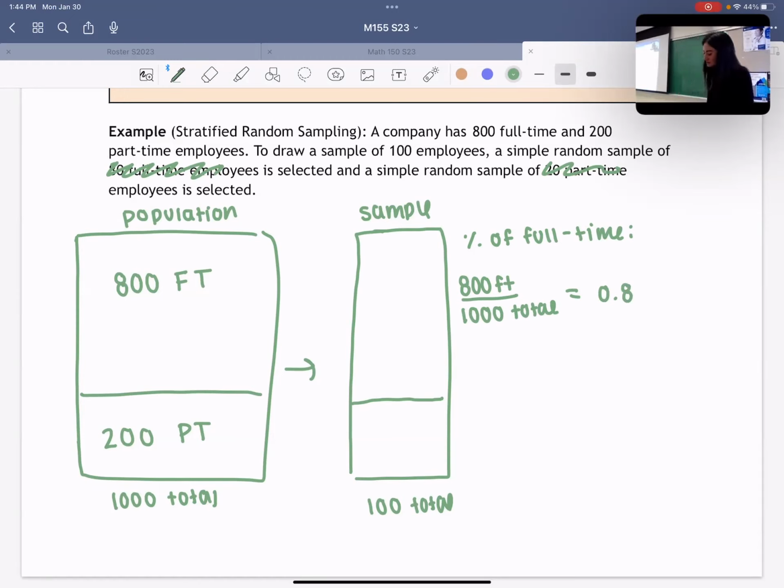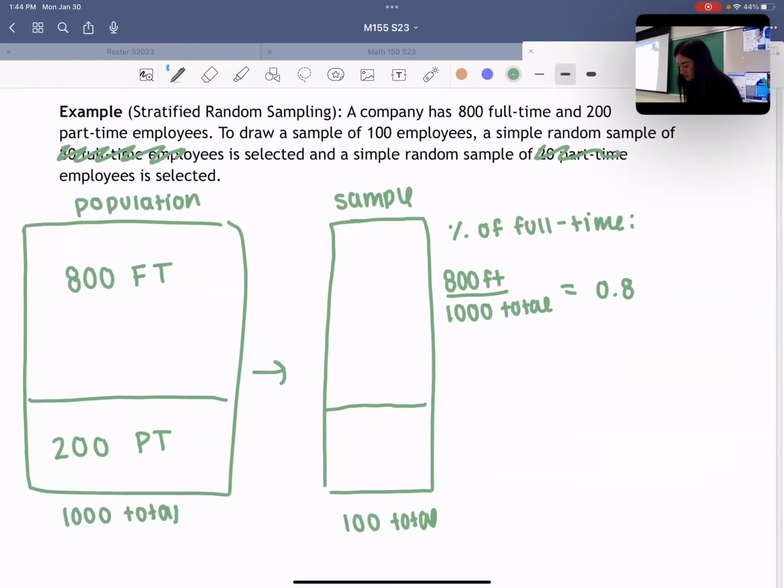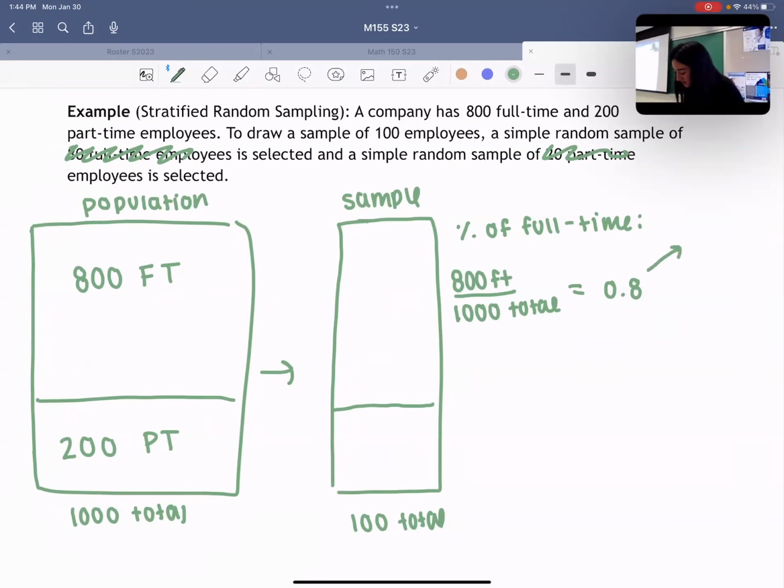Okay, now this decimal might actually be more useful to us in this example, but just to test you on this, how do I turn 0.8 into a percentage? Times 100, perfect. If you ever forget, the word percent is literally per cent. The word cent or 100 is literally in the name. So if you multiply by 100, you'll get 80%. Okay, so I know that 80% of my total is full-time.